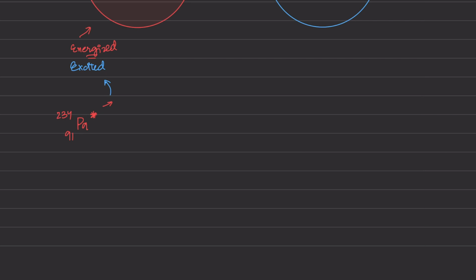Now what happens when it goes under gamma emission? It will lose nothing in terms of the mass, right? No mass is going to go away. It's going to remain like that only. Rather, this was previously in its excited state. Now it's not, because it has kicked out that excessive energy which was there.